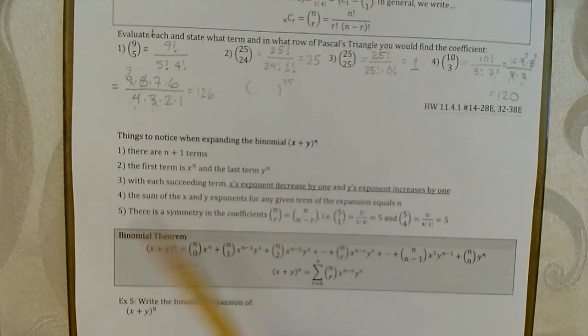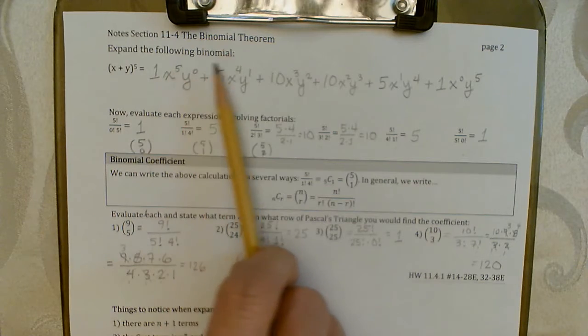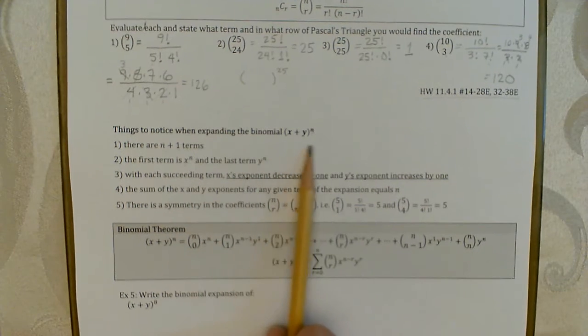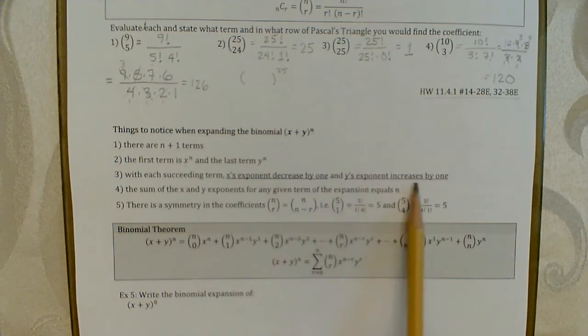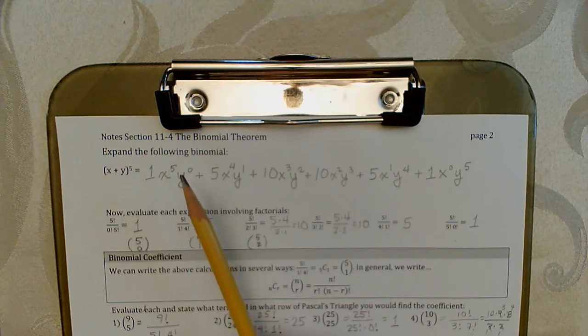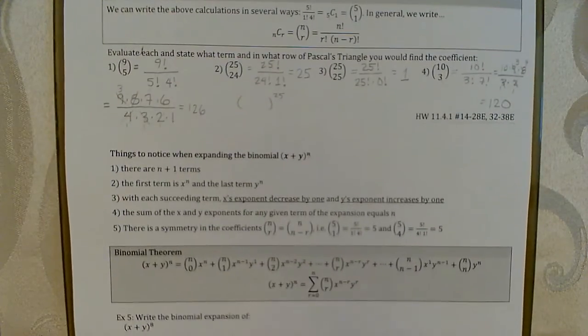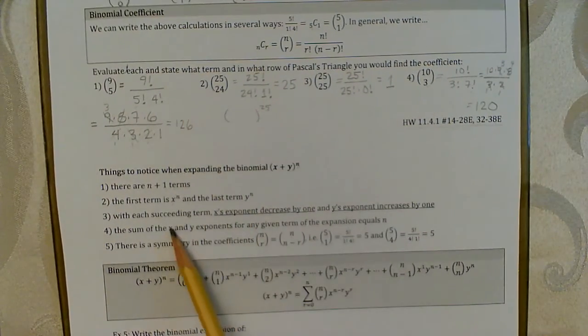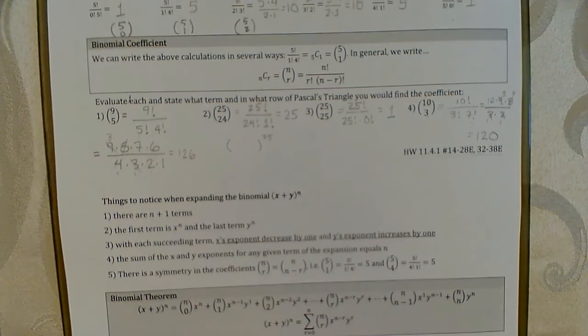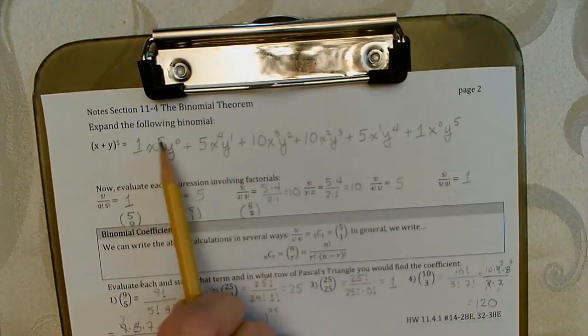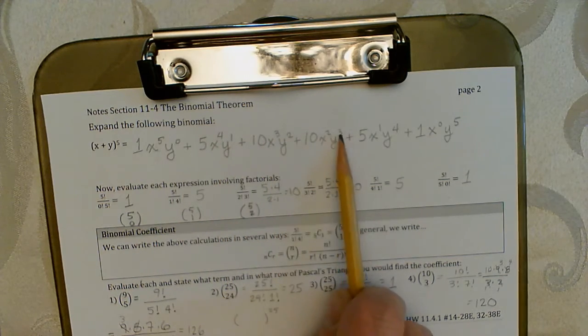All right. Remember too that the exponent on the x values are always decreasing by 1 as we go across. So they're decreasing 5, 4, 3, 2, 1. The y, or the second value in the binomial, its exponents are increasing by 1. So if we look, we see y to the 0, y to the 1, y to the 2, and so on. Also remember that the sum of the exponents on each term is always going to be equal to n, in this case up here 5. So 5 plus 0, 4 plus 1, 3 plus 2, 2 plus 3, and so on. Those all add up to 5.